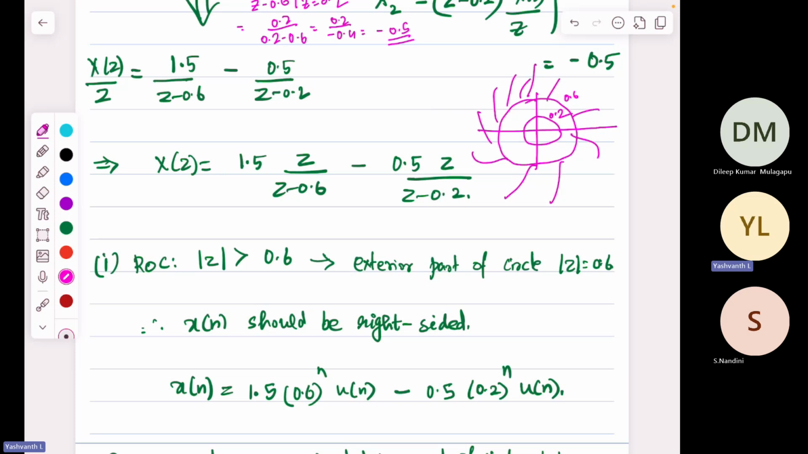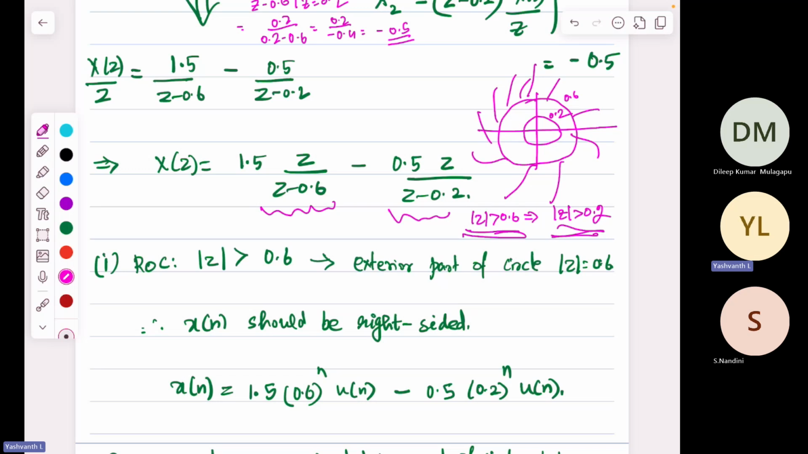And what is the inverse Z transform? So you see, if |z| is greater than 0.6, definitely |z| is greater than 0.2 also. Right? So for example, if |z| equal to 0.8, it's greater than 0.6. Obviously, it's greater than 0.2 also. So for both the terms, 1.5 z/(z - 0.6) and -0.5 z/(z - 0.2), the ROCs are the exterior part of the circles with radius equal to their corresponding poles. Okay, therefore it is completely a right-sided signal.